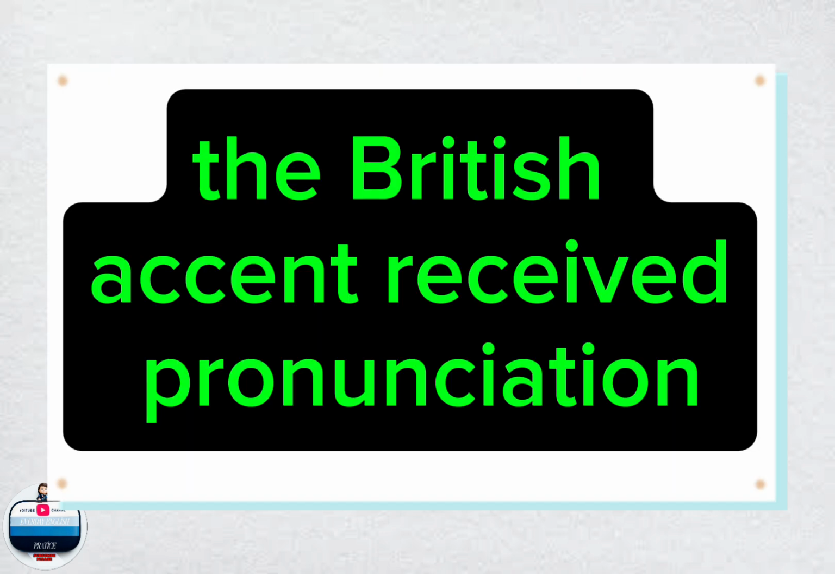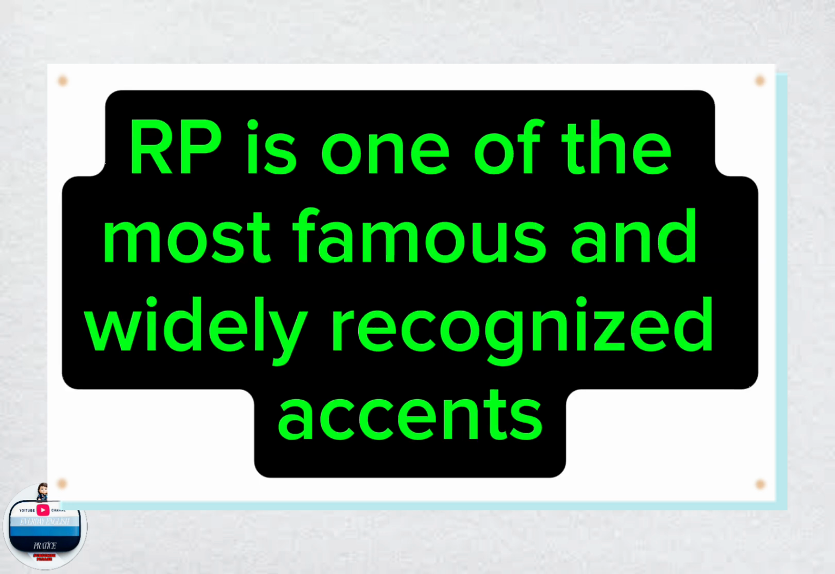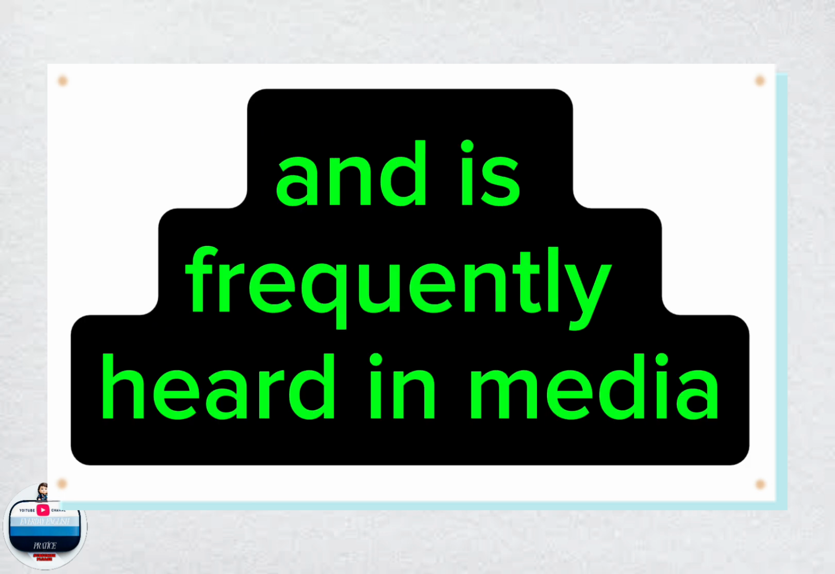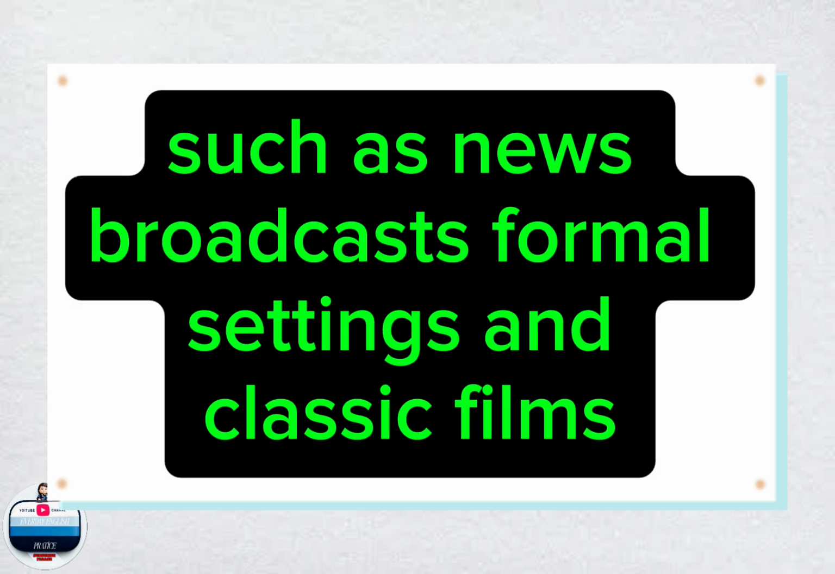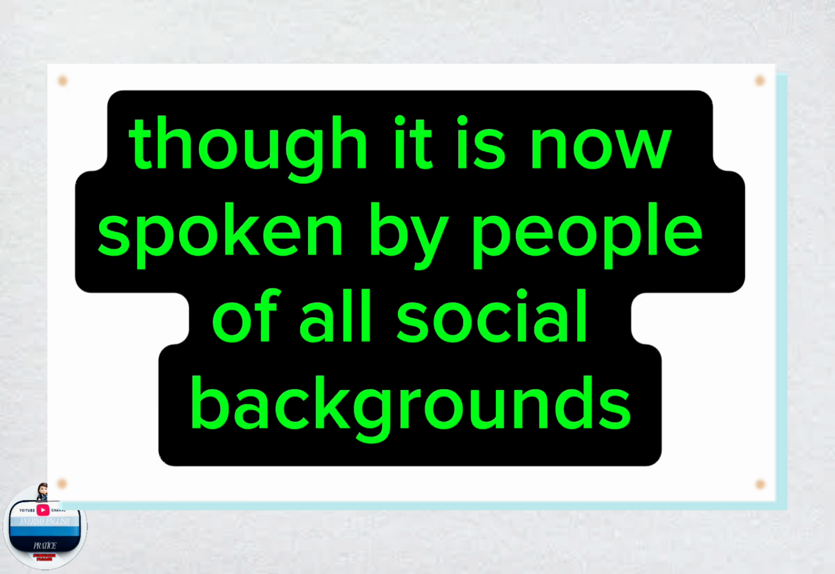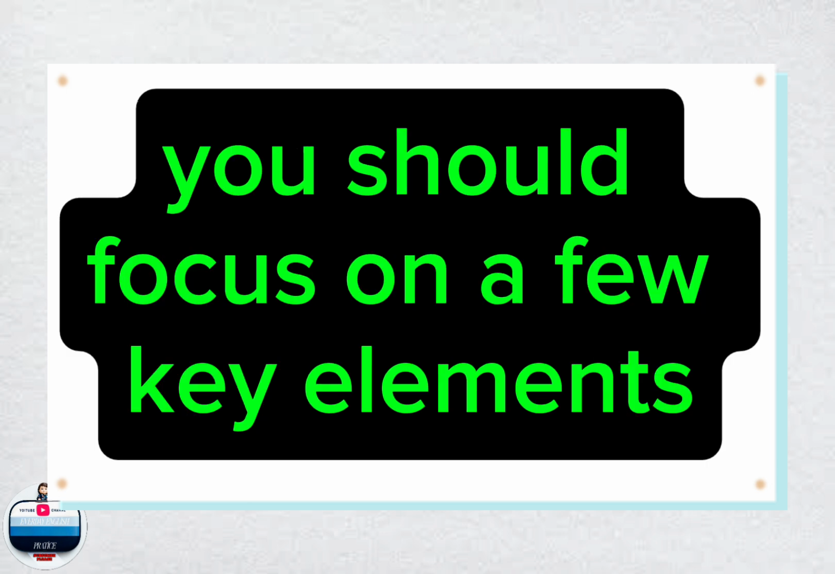The British accent, received pronunciation. The British accent, specifically received pronunciation (RP), is one of the most famous and widely recognized accents. It is often seen as the standard accent for British English and is frequently heard in media such as news broadcasts, formal settings, and classic films. RP is also commonly associated with the upper class in the UK, though it is now spoken by people of all social backgrounds. To master the British accent, you should focus on a few key elements.